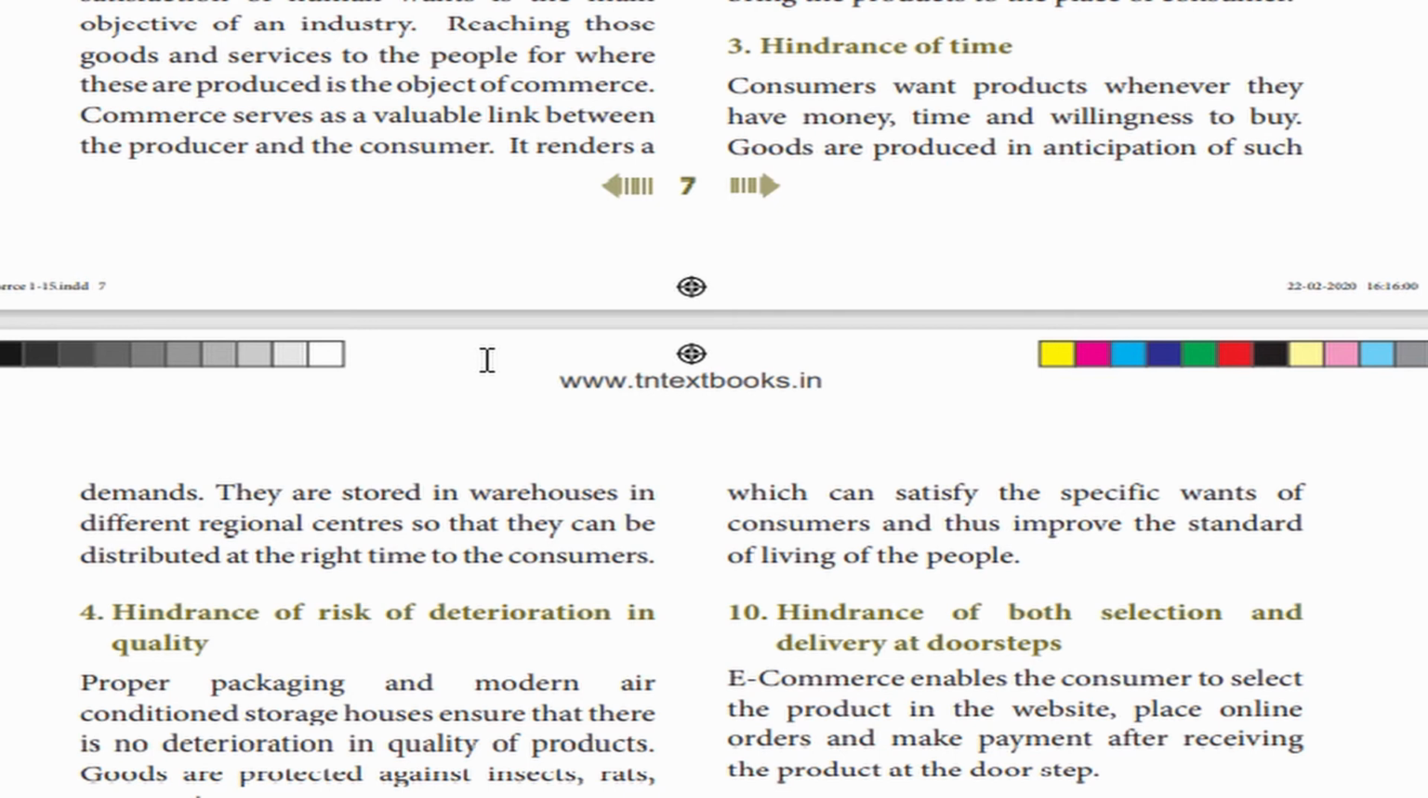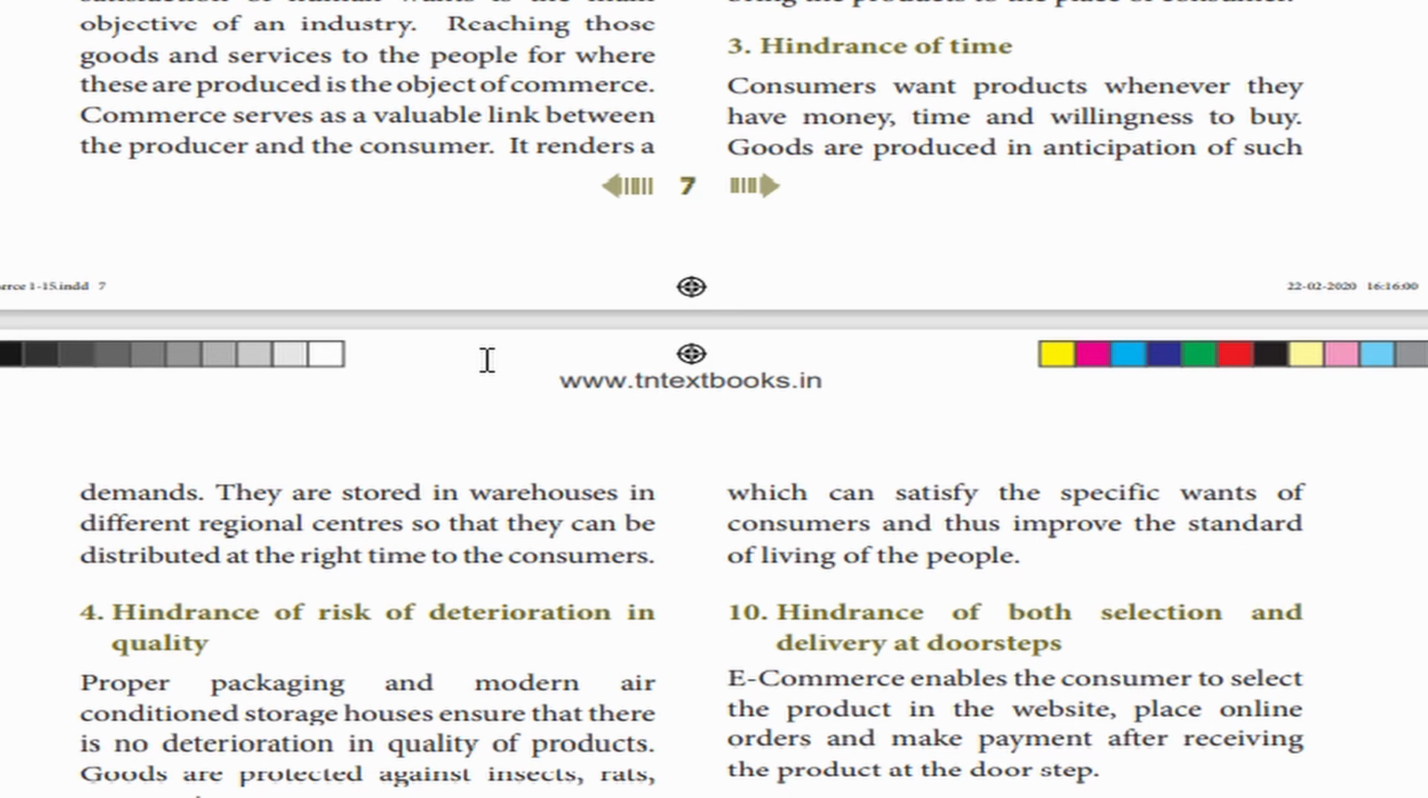Consumers want products whenever they have money, time, and willingness to buy. So, whenever consumers have time, money, and willingness to buy a product, at that time they should get the goods. Goods are produced in anticipation of such demand. So, they are stored in warehouses in different regional centers. So they can be distributed at the right time to the consumers.